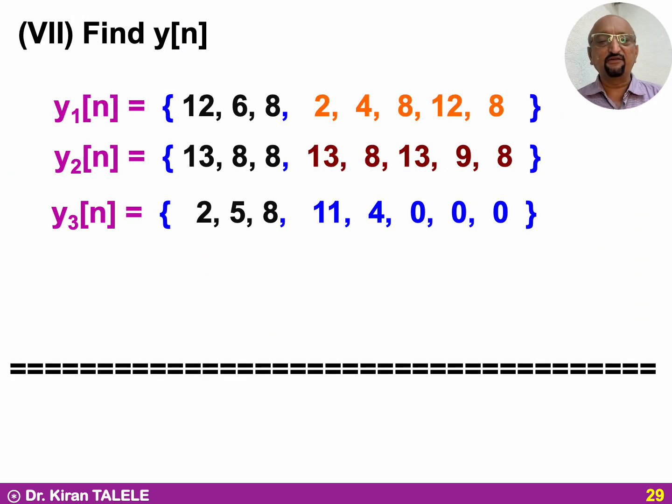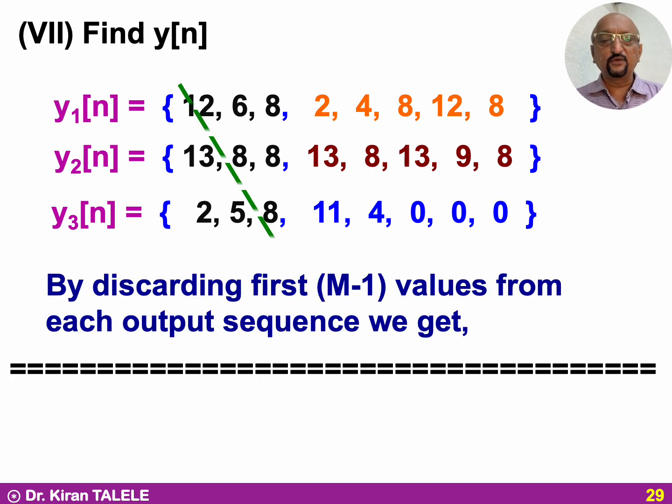So after obtaining y1 of n, y2 of n, y3 of n, we have to obtain the required y of n. In x1 of n, x2 of n, x3 of n, we added 3 values in the beginning of the input sequence. Therefore, we have to discard 3 values from every output sequence. And whatever part overlaps, that we have to save, one after the other.